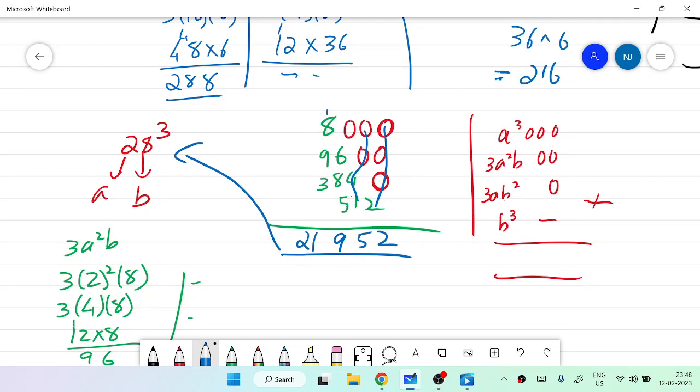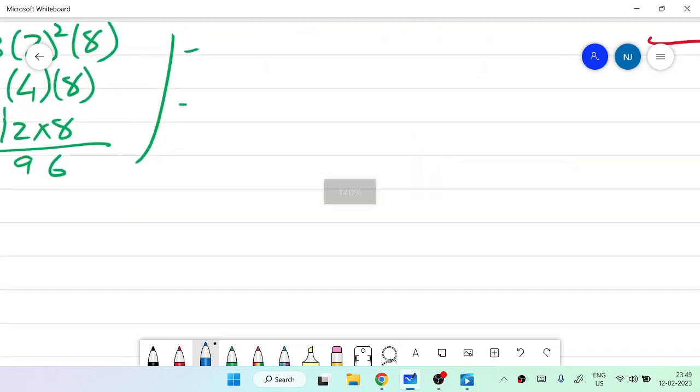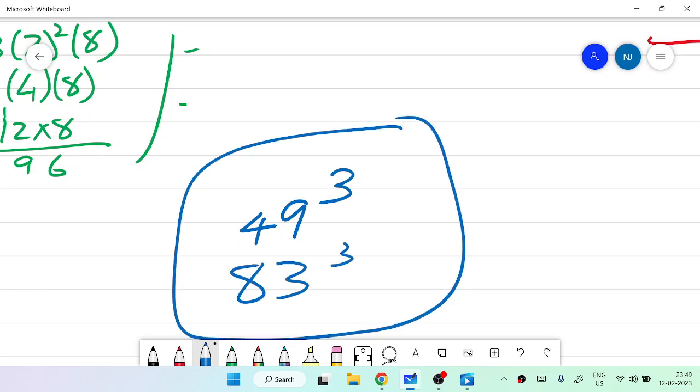Understood? So I will give you two problems. Kindly work it out and tell me the answer in the comment section. I'll be so happy to see your comments. Okay. So one is 49 cube. Then the other will be 83 cube. Okay. Tell me in the comment section.